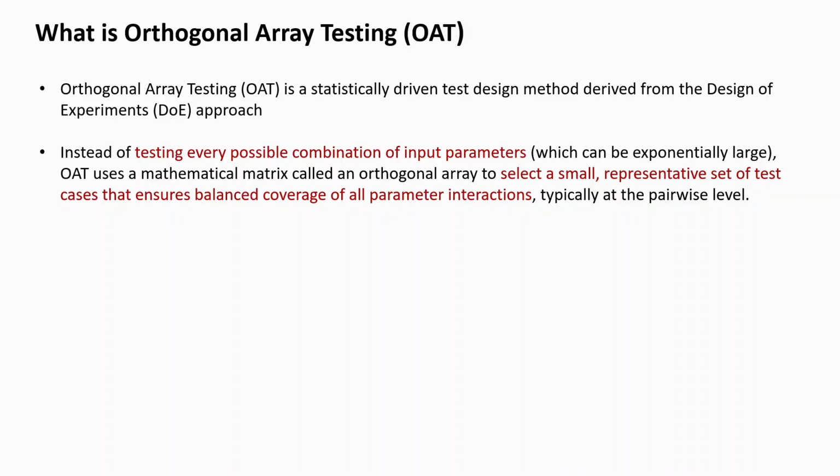So instead of testing every possible combination of input parameters, the orthogonal array testing technique uses a mathematical matrix called an orthogonal array, which is used to select a small representative set of test cases that ensures balanced coverage of all the parameter interactions, typically at the pairwise level.